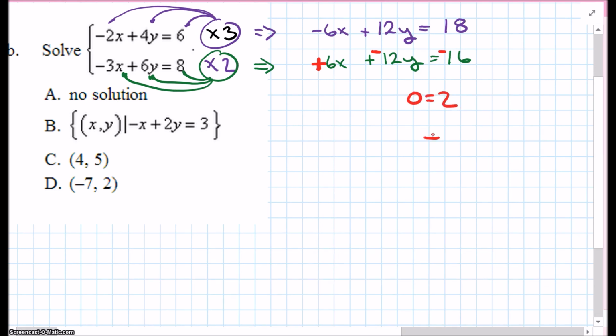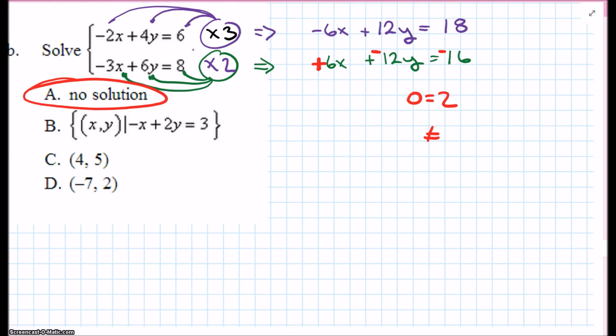Well, that's not true. So we have no solution. They are parallel lines. Same slope, different y-intercepts. Okay, I hope that made sense for you. Review it if you have any questions.